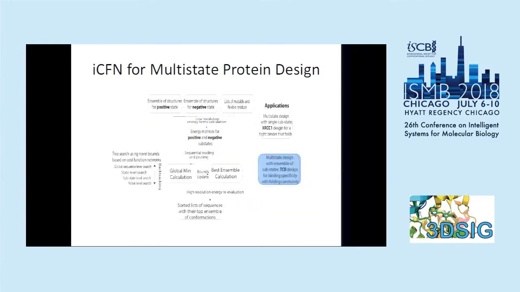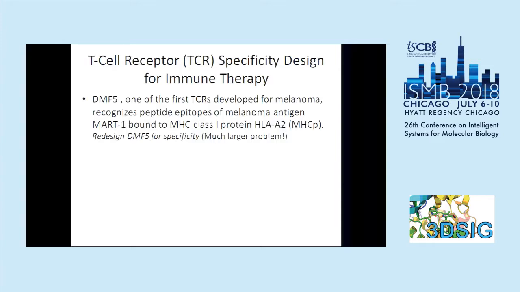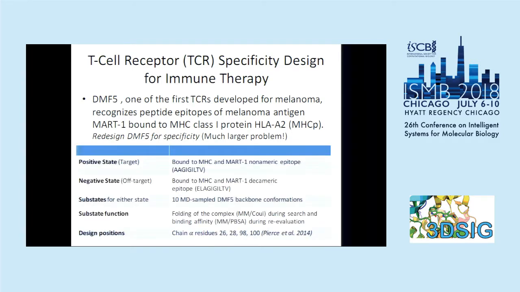So now let's talk about the second design. This is a T-cell receptor specificity design for immune therapy. This is actually one of the first T-cell receptors developed for melanoma. Here we are trying to make it a specific binder to an MHC peptide complex. The positive state is a peptide marked AAG peptide, and the negative state is the marked ELA epitope. And the substates are global backbone ensembles generated by MD simulations.